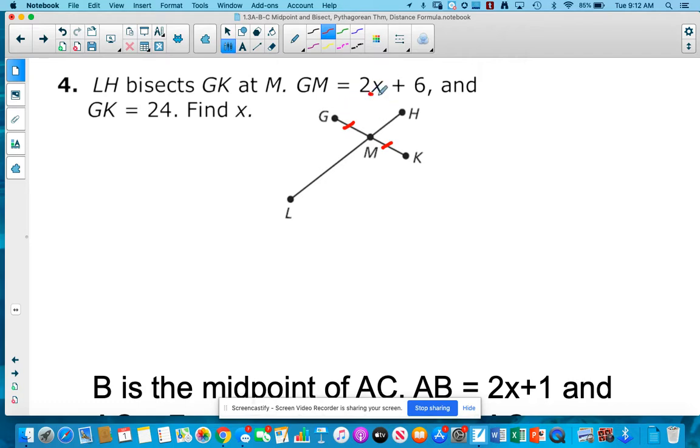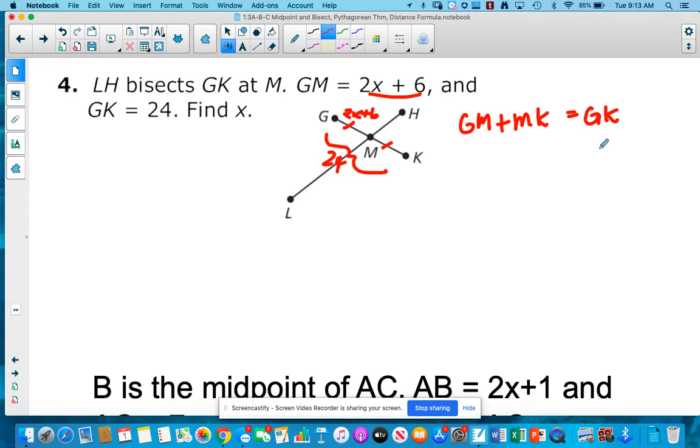And it's telling us GM is 2x plus 6. So I am actually going to write that on my picture, 2x plus 6. And then GK, the entire length, is 24, and it's asking us to find x. So if I know both of these two added together equals 24, I could say GM plus MK equals GK.